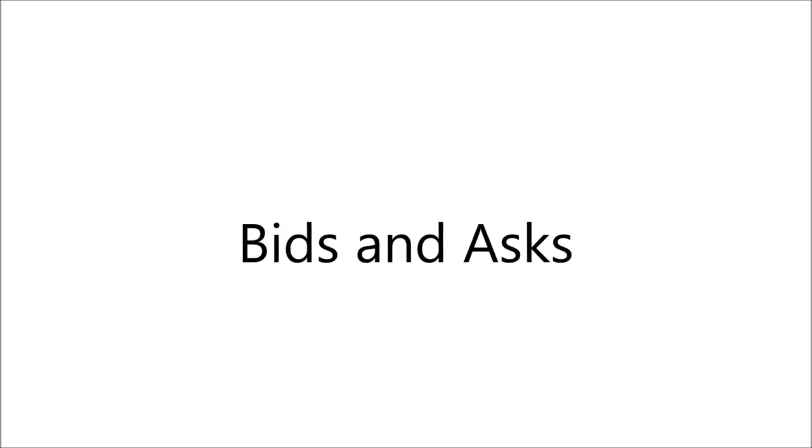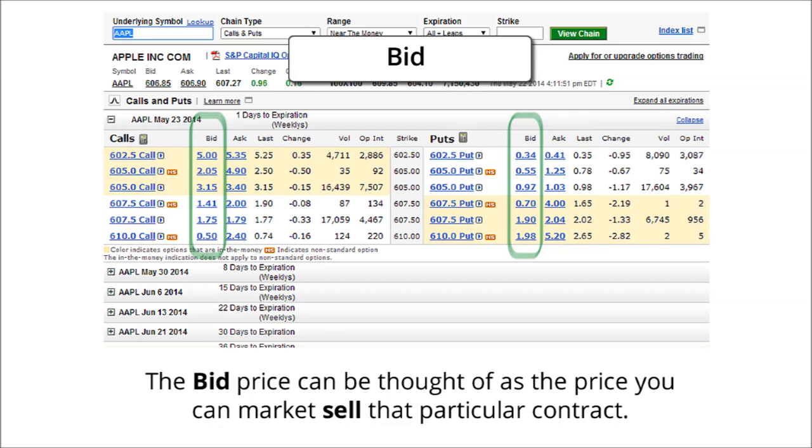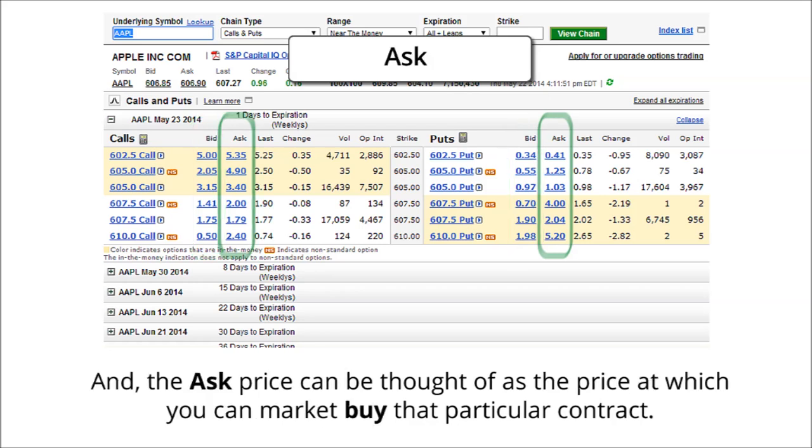Bids and asks. Next, let's look at the bid and ask prices. Again, we'll get more into these in a future lesson, but let's just discuss the basics of them here. The bid price can be thought of as the price you can market sell that particular contract. And the ask price can be thought of as the price at which you can market buy that particular contract.